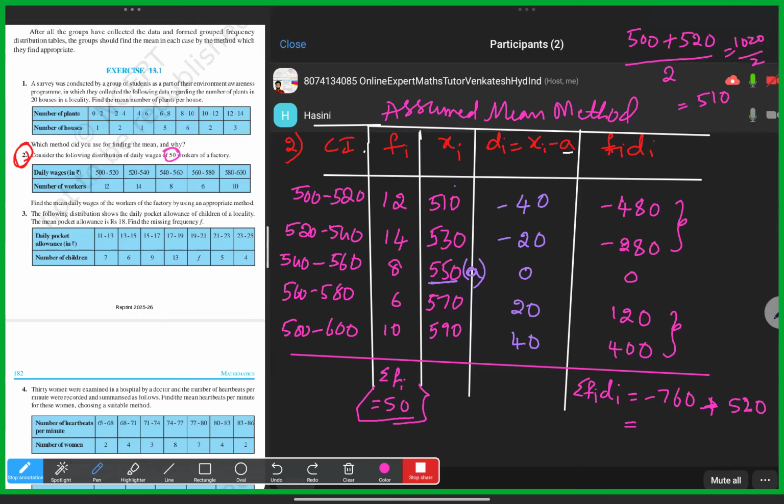One positive, one negative, so we should do subtraction. It will come, I think, 600, 160, 80, minus 240. Yes. So we found out the fidi value.